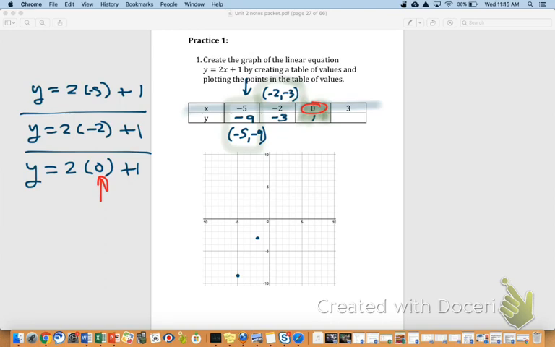Drawing a blank? Yeah. Sebastian, what do you think? Listen now, listen. You don't go left or right. You stay at 0 and you go up 1. Because isn't this the point 0, comma 1? Yeah. You described it really well.